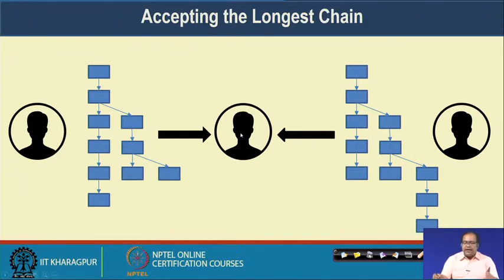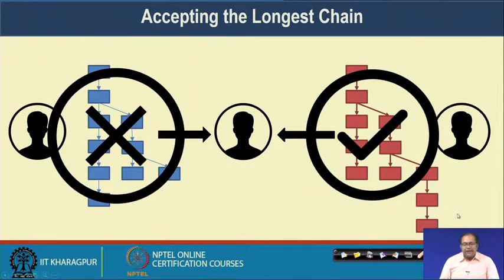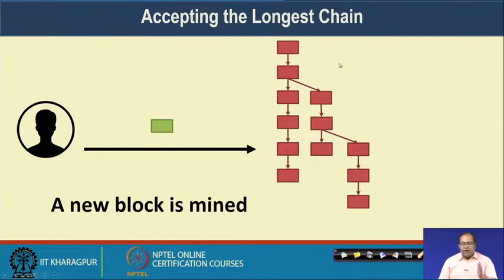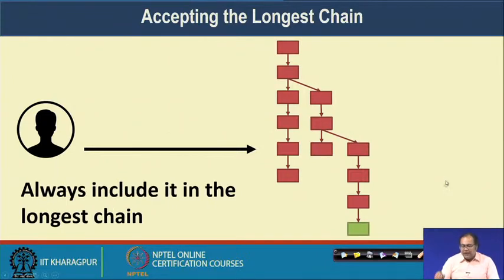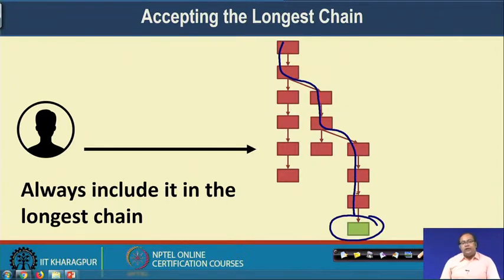Whenever this user gets 2 different versions of the blockchain, it always accepts the longest chain. So, this was the longest chain in the current blockchain. It has a path length of 1, 2, 3, 4, 5, 1, 2, 3, 4, 5, 6, 7. It has the length 6, so it will accept that chain. Whenever a new block is mined, that new block is always added to the longest chain. So, this particular chain is the longest chain, and the new block will get added to it.